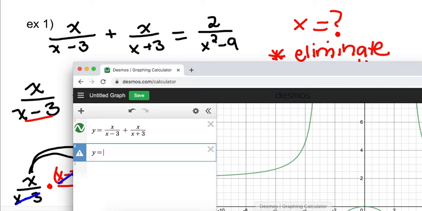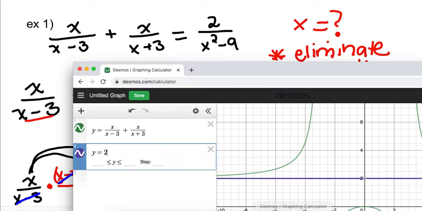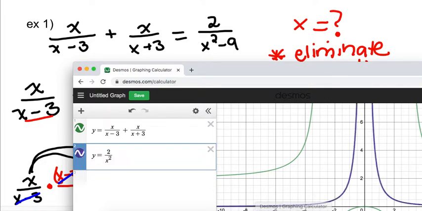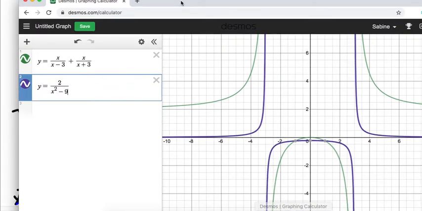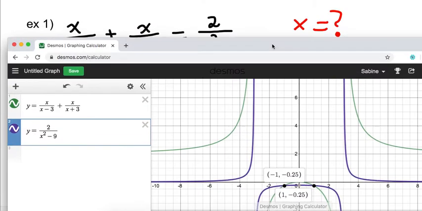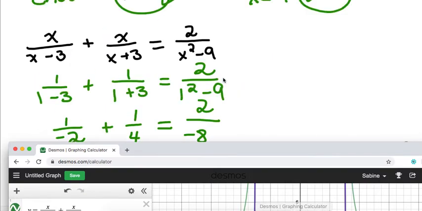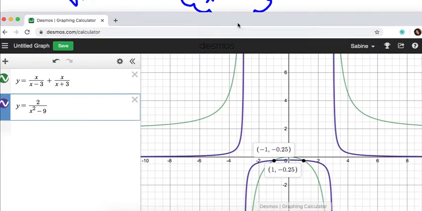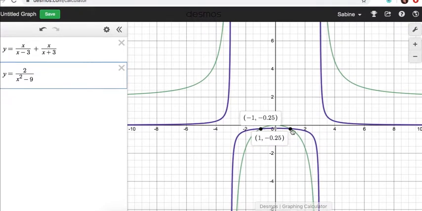And I'm going to graph the right side as its own equation, because I'm trying to see where these two equations are equal, which means where are they intersecting? And that's purple. So take a look. If you notice, these two spots is where they intersect, and the x values of these two spots are 1 and negative 1, which is what we got when we solved this problem. We got 1 and negative 1, and then here's the graph. Where they intersect, the green and the purple, are 1 and negative 1.